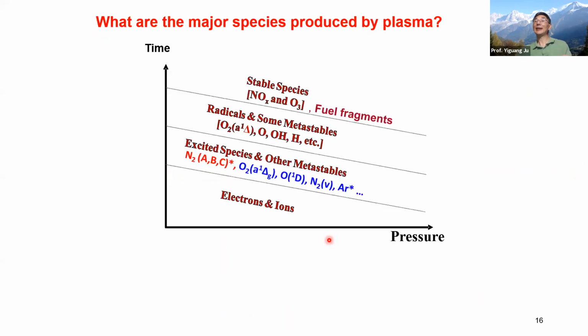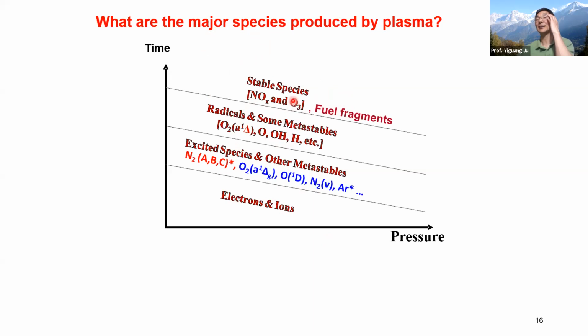So look at this figure again. Plasma generates a lot of species, and these species have different time scales. They generate stable species, for example NOx, ozone, fuel, whatever. They have a long time scale. They generate radicals and metastable species. They generate excited species, and they are very reactive. They also generate electrons and ions.